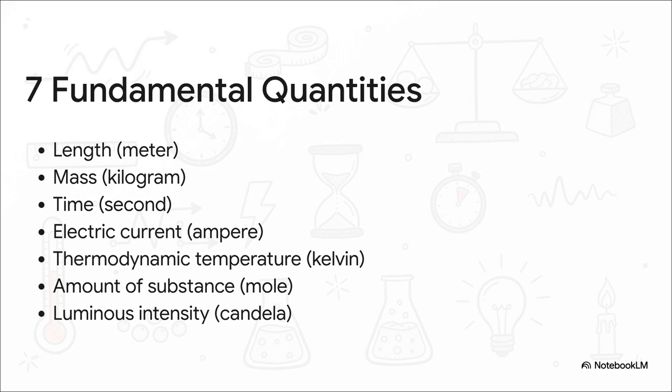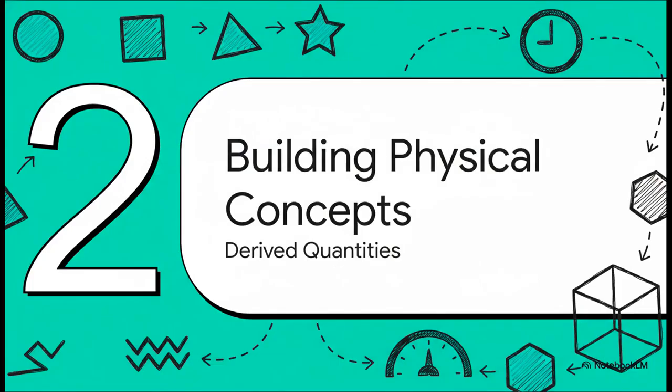You've got length, mass, and time. Those are the big 3 you probably know. Then there's electric current, temperature, the amount of a substance, and luminous intensity. Every single physical idea, no matter how complex, is built from some combination of these 7. That's literally it. Okay, so we've got our letters.